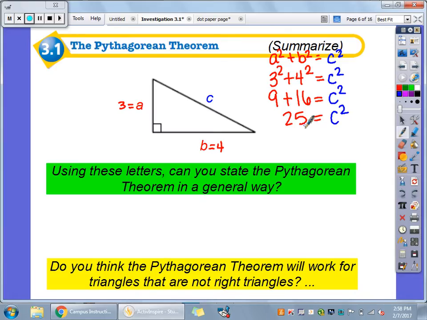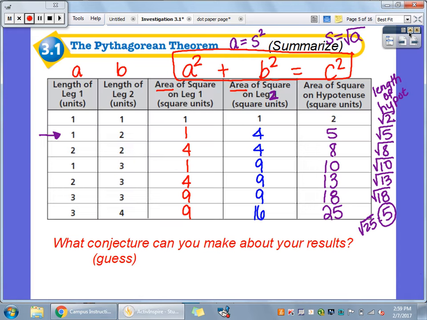Okay, so what we need to do is figure out what c is. Well, in order to figure out what c is, we have to take the square root. Okay, just like we did back here. When we were trying to figure out what the length of the hypotenuse was from the area of the square, we took 2 and we square rooted it. We took 5 and we square rooted it. We took 8 and we square rooted it. And what that gave us was the length of the hypotenuse.